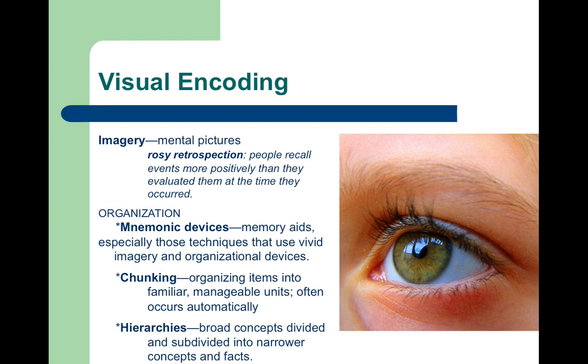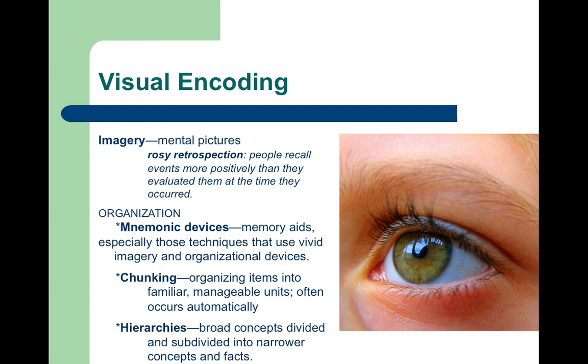Chunking, it's when we naturally organize items into familiar, manageable units. And oftentimes this happens without even thinking about it too. When you think of how we organize our phone numbers, 651, 252, 2810, we chunk them together. Social security numbers. When we organize them into something familiar and meaningful, it allows for us to remember them easier.